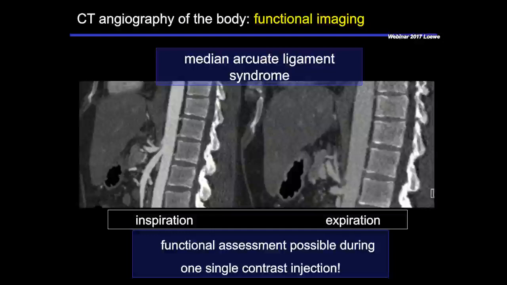If the patient is symptomatic here, it's a contraindication to place a stent here. First, there has to be a surgical release of this median arcuate ligament, and only as a second step, we should place a stent in. Otherwise, there is a high risk of stent fracture and subsequent occlusion of the celiac trunk. And this would, of course, make the symptoms of the patient more critical.